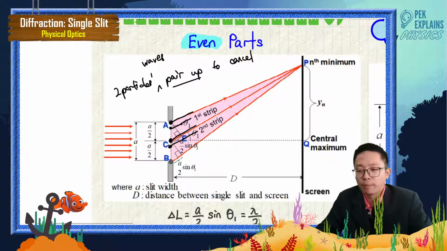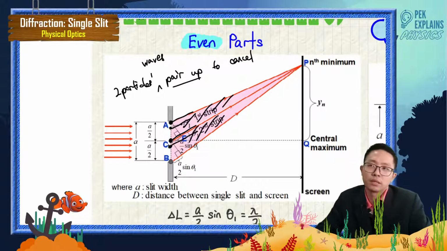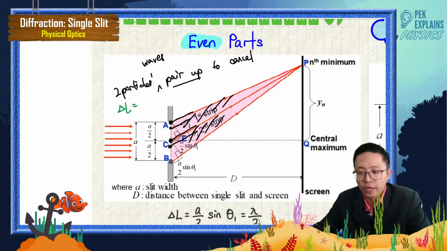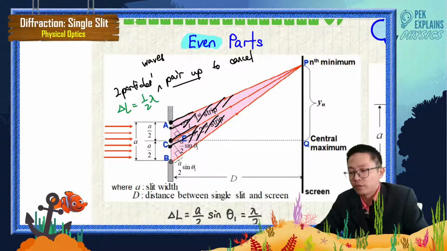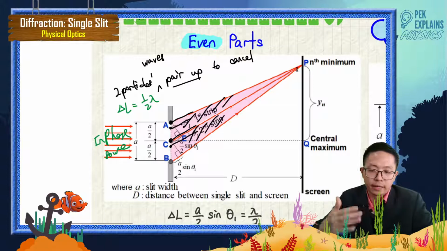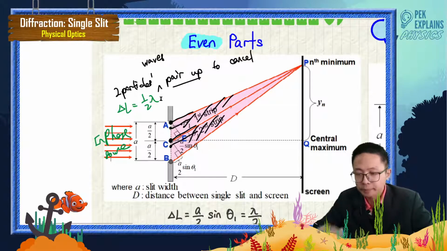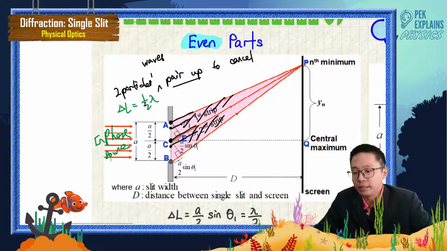Ultimately, all the waves in part 1 are cancelled by all the waves in part 2, because for each pair of waves, the delta L is half lambda for in-phase sources. That's why they can cancel each other to produce a dark fringe when delta L is half lambda. Okay, enough for that.